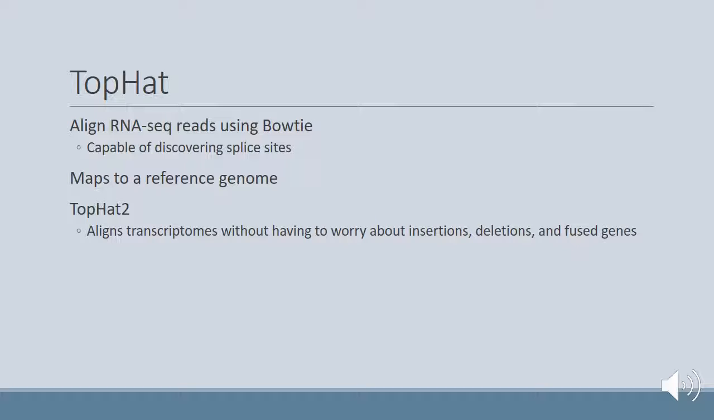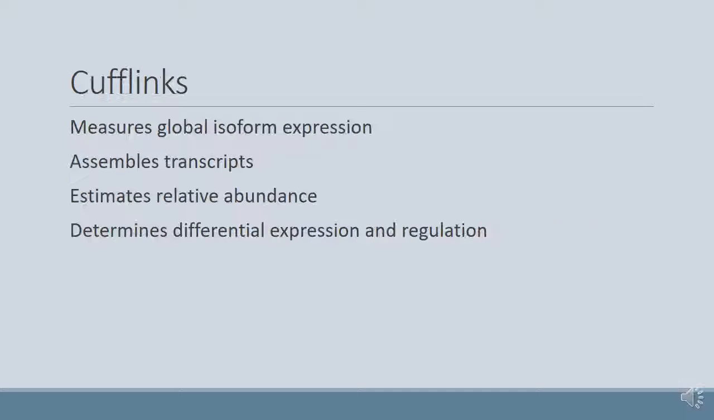And interestingly enough, the developers of TopHat recently came out with a TopHat 2. This is the second version, and what this does is it actually allows the alignment to go ahead, and you don't have to worry about insertions or deletions or fused genes within your samples.